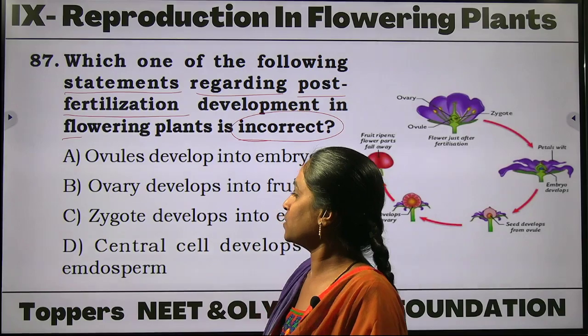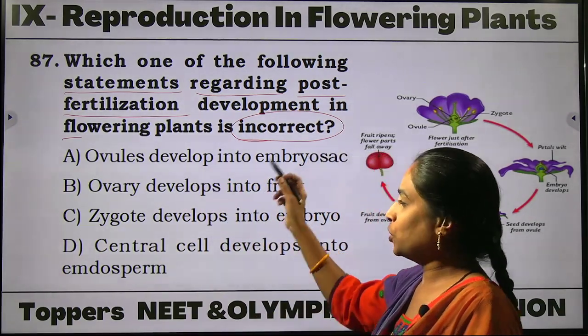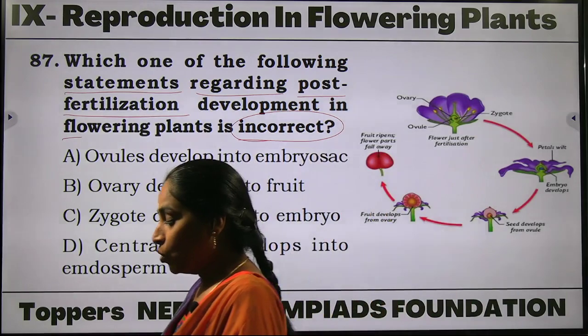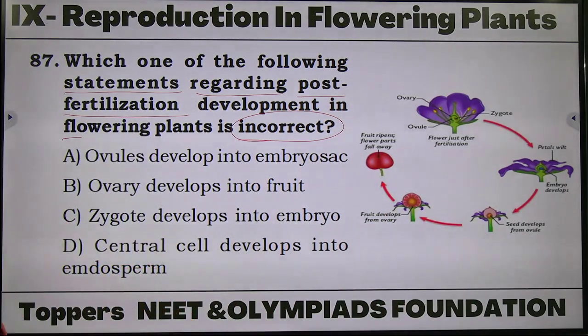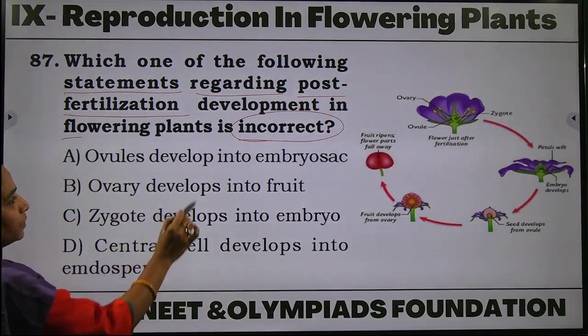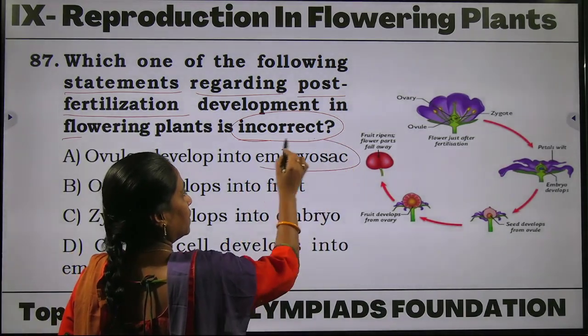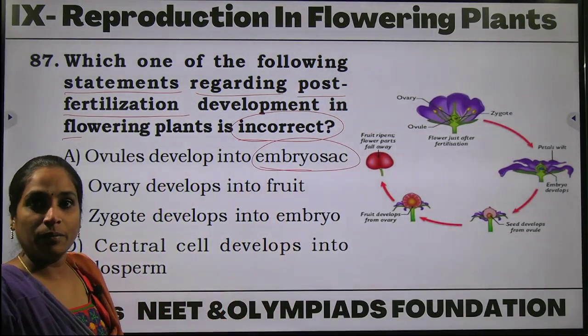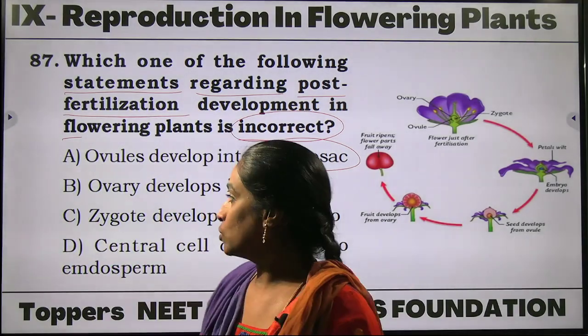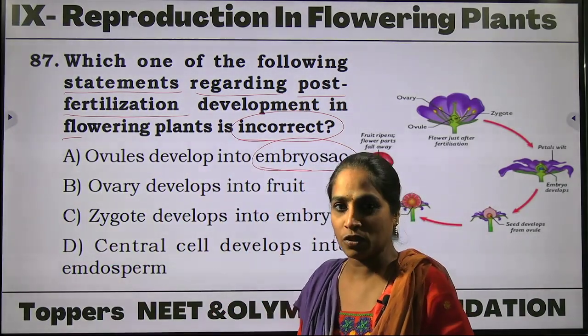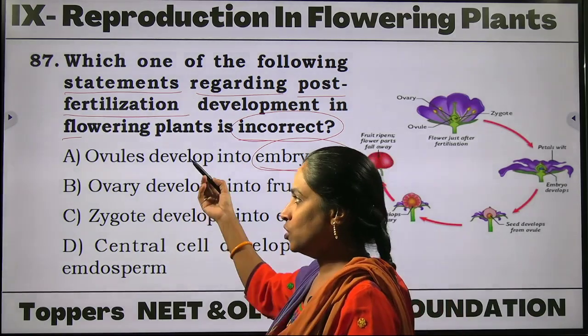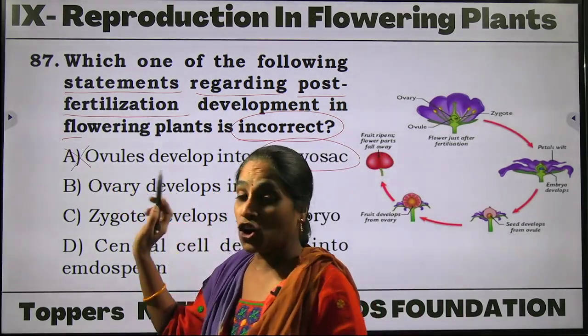Let us see what is the first statement. Ovules develop into embryo sac, it seems. Okay, so the second option is ovary develops into fruit. Okay, so ovules are developing into embryo sac. What is embryo sac here? Embryo sac is a female gametophyte. So there we can observe the fertilization process, a double fertilization. So option A is the wrong statement.